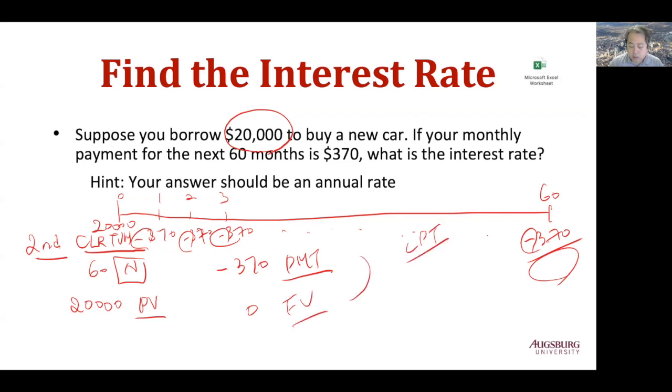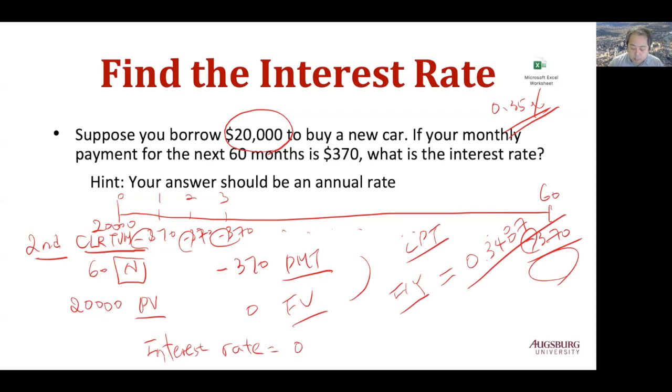Compute interest rate, then you will have 0.3487. So the answer is 0.35%? It's not true because you have to answer with the annual rate. So the interest rate should be annualized. This 0.3487 times 12, so it's around 4.18%. So your answer should be 4.18%. So that's the key. You should be careful. Answer using the annual rate.